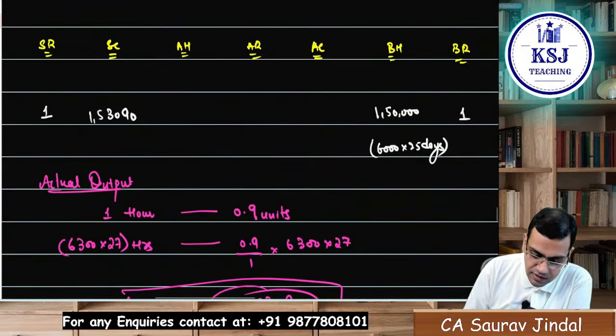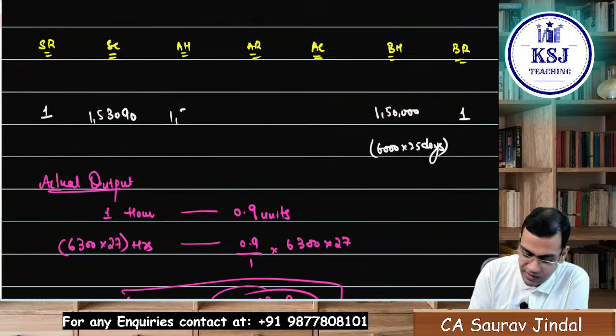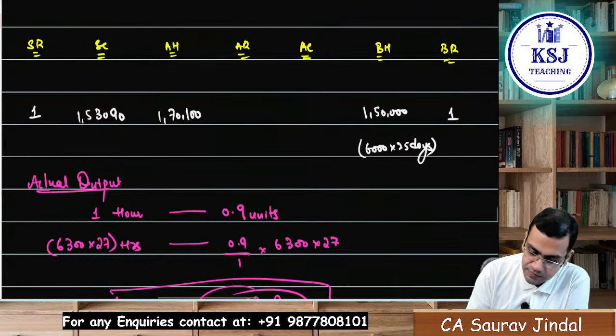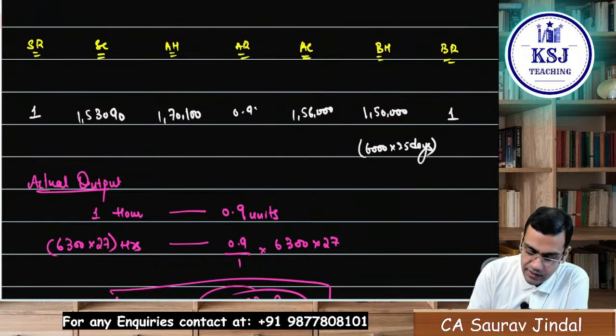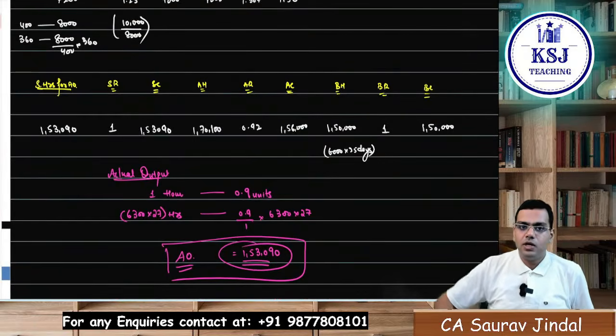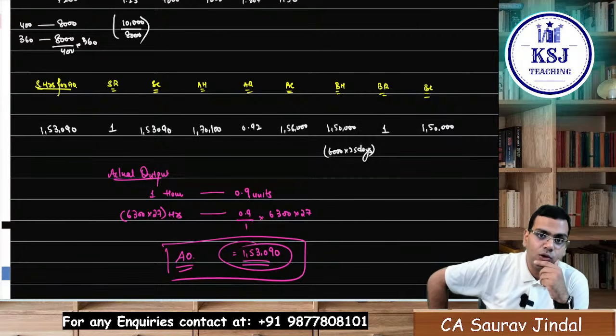Rest is simple, sir. Actual hours 6,300 into 27 days, that is 1,70,100 hours. Actual cost is given 1,56,000, right? 1,56,000 divided by 1,70,100 comes to 0.92. In this particular question, the important point was the calculation of actual output, because without actual output we cannot find out the standard hours for actual output.